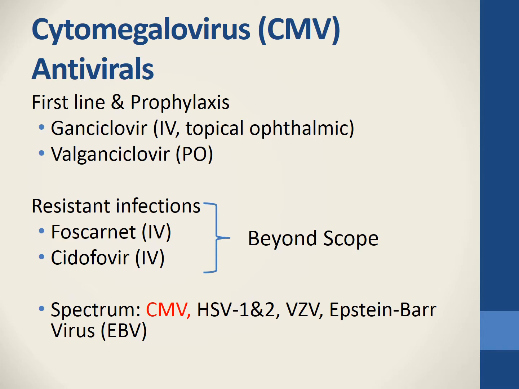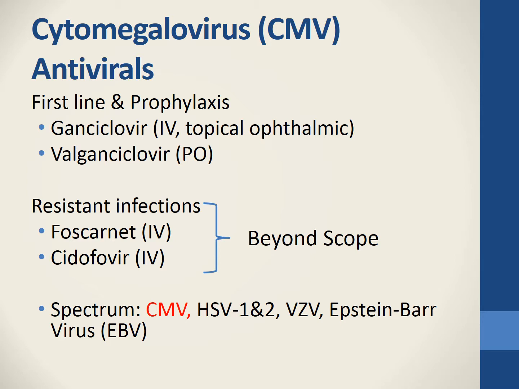Then there are agents that are used to treat cytomegalovirus, or CMV. So the first line in prophylaxis agents that we'll be talking about are ganciclovir, which is the IV formulation. It's also available as an ophthalmic topical preparation, and valganciclovir, which is the oral agent.